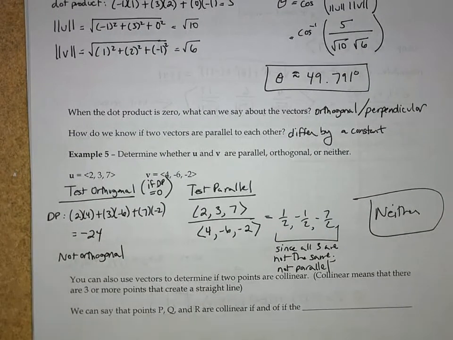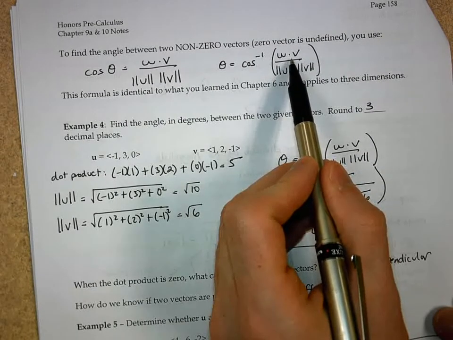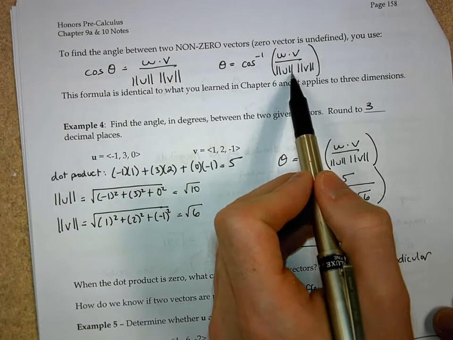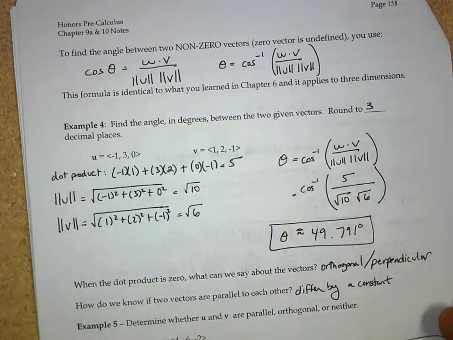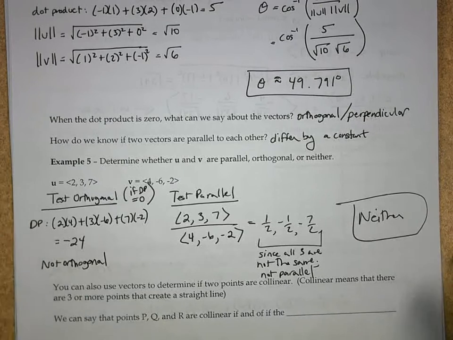The last concept then is looking at orthogonal versus perpendicular versus neither. And when the dot product of two vectors is 0, we can say that the vector is orthogonal or perpendicular. Reason for that is if I have up here the dot product as being 0, 0 over anything is 0, and the cosine inverse of 0 is 90 degrees. So that's why if we have the dot product, we can say vectors are orthogonal or they're going to be perpendicular.